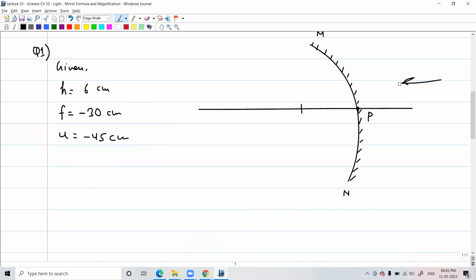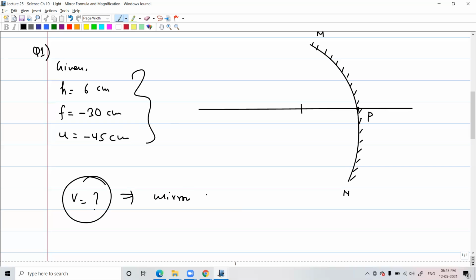And this is how you should draw the figure, unless in the question itself they have drawn the figure the other way around. So this is your u negative, and since it is a concave mirror, f is also negative. So these are the things which we know. From this, what all can you find out? v, sir. How do we do that? We have to use the mirror formula. Very good, because we know f and u, so the only thing missing is v. So we can find it very easily.